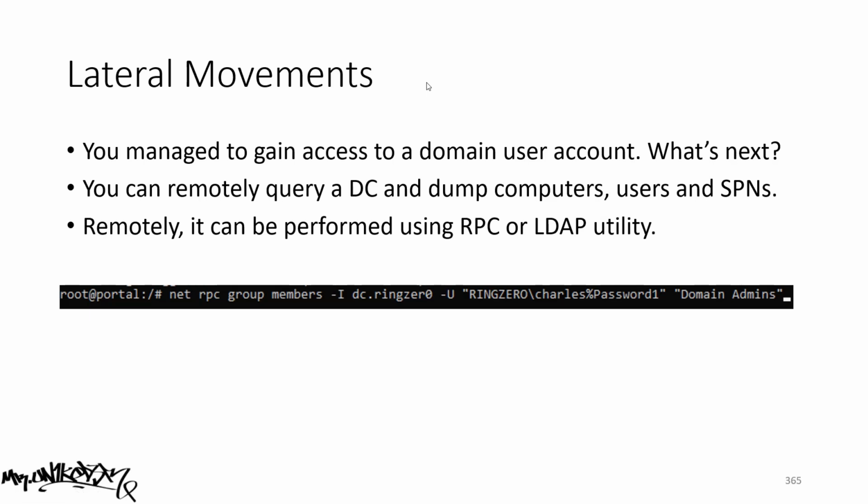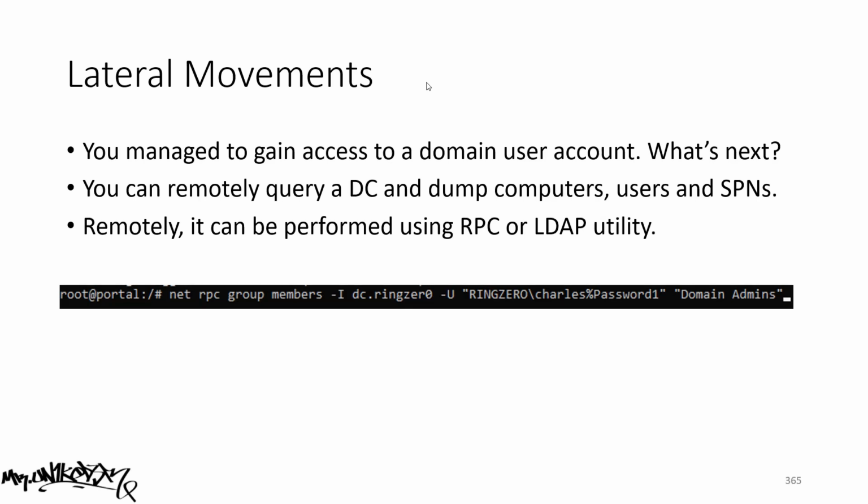Okay, cool. So you managed to gain access to a domain user. What's next? You can remotely query a DC to dump computers, users, and SPNs. That's something to keep in mind. Once again, one of the good ways to bypass EDR is to actually SOCKS proxy all your tooling. The point here is that instead of running it on the system, you're just going to use the system to tunnel whatever you want to do. I'm assuming that most of you probably have Linux systems, so if you want to actually remotely query all of this, you can do it through your SOCKS proxy.